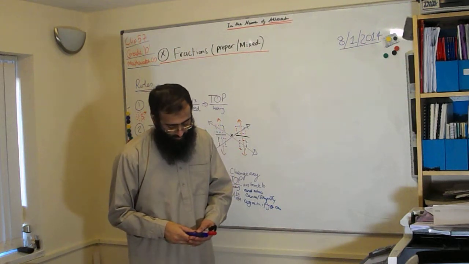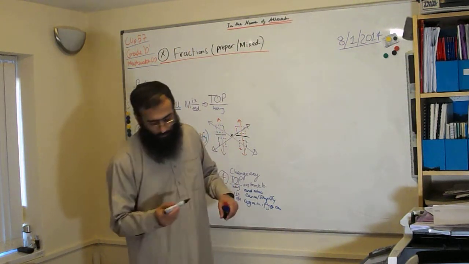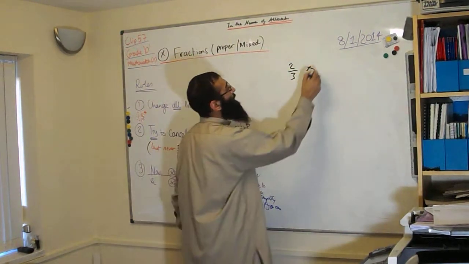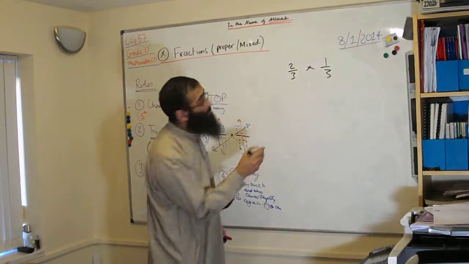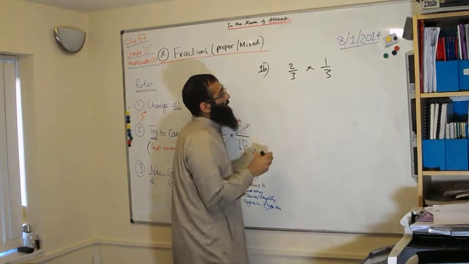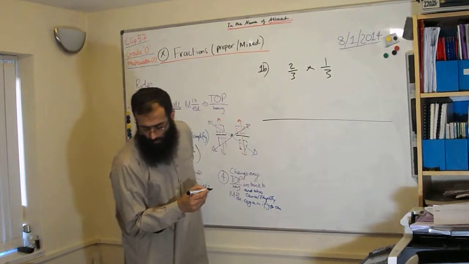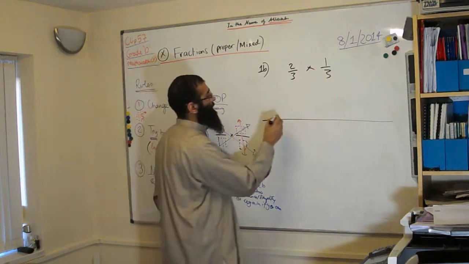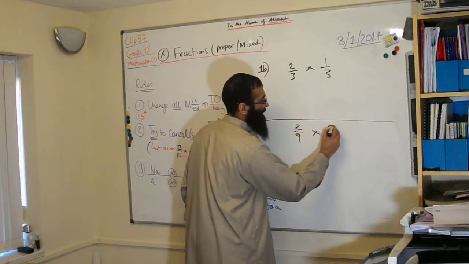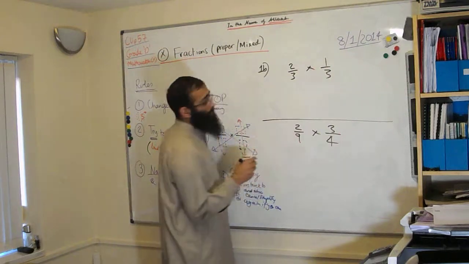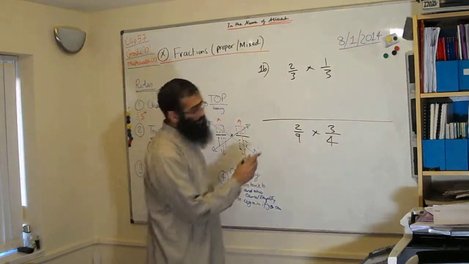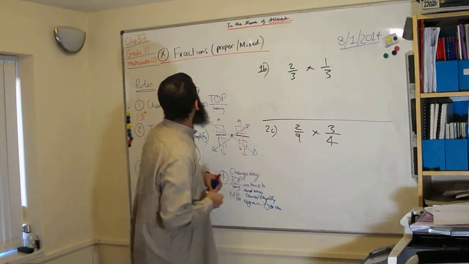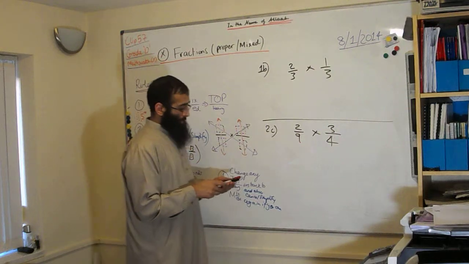Okay, let's do another 2 questions and squeeze them in. 2/3 divided by 1/3. That's question 1b. Okay, let's put a line over here. Let's do another one. 2 9 3/4. That's 2c. Okay, here we go folks, 2 more questions from the Mathswatch CD work. Remember clip 57?